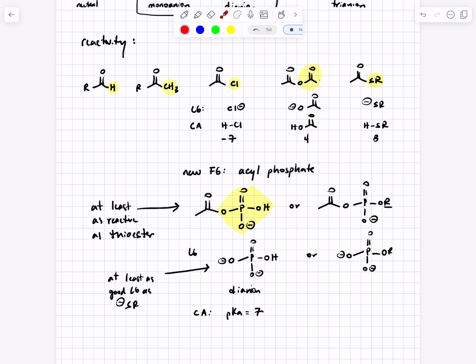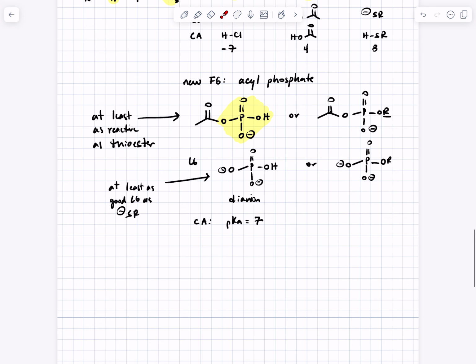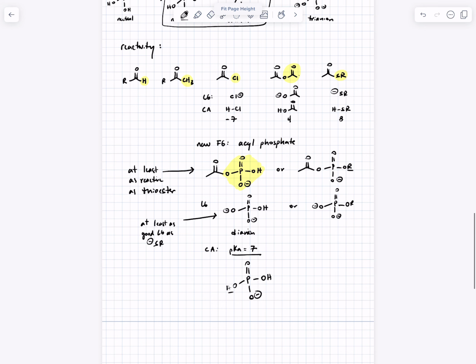So why do we say it's a good leaving group? We say it's a good leaving group because we draw it after it leaves as the dianion. Then we would draw the conjugate acid, which is the monoanion. We would look up the pKa of that monoanion, which is 7, and we would recognize that that leaving group is about as good as, say, the thioester leaving group that we have above, and therefore they are similar in reactivity.